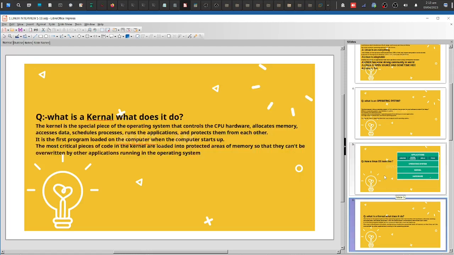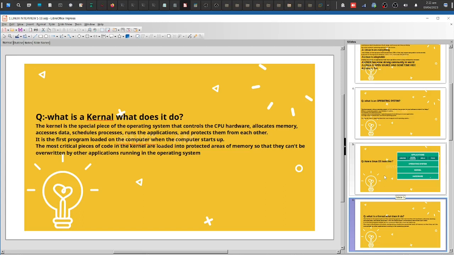This is very important, and it is a very special piece of the operating system. As you know, it is the second layer of the operating system, and it controls the entire device: it controls the CPU, allocates the memory, accesses the data, schedules the processes, runs the applications, allocates space for applications, segregates the applications from each other, and protects against any vulnerabilities. All these things are managed in between the hardware and the applications on top. The kernel is the main part of the OS, the main part of the entire Linux.